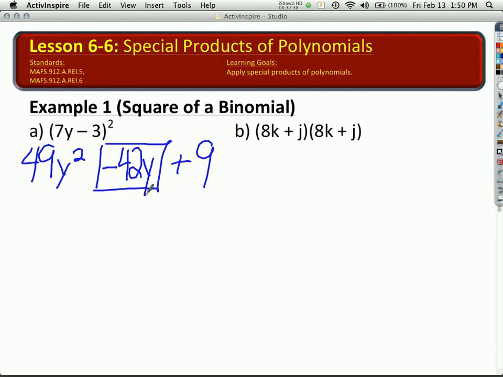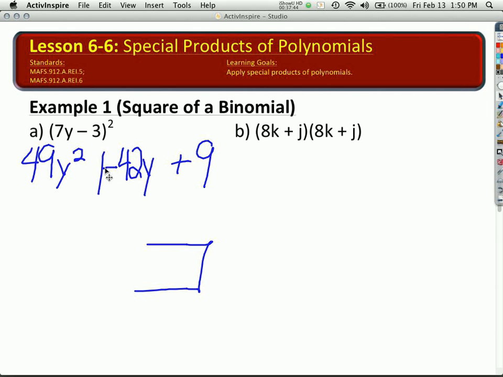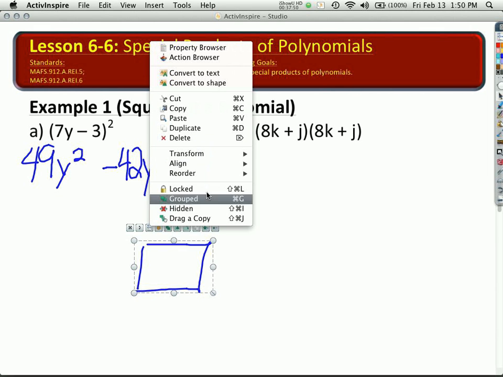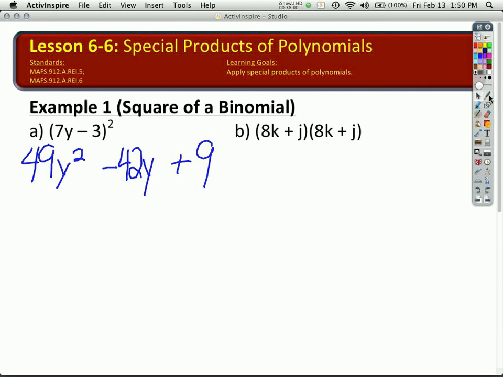He didn't say square, he said double. So now we end up with 49y squared minus 42y plus 9. Anyone have any concerns about that? So did we end up with a middle term? Absolutely. Any questions? Good. Let's go to part B.